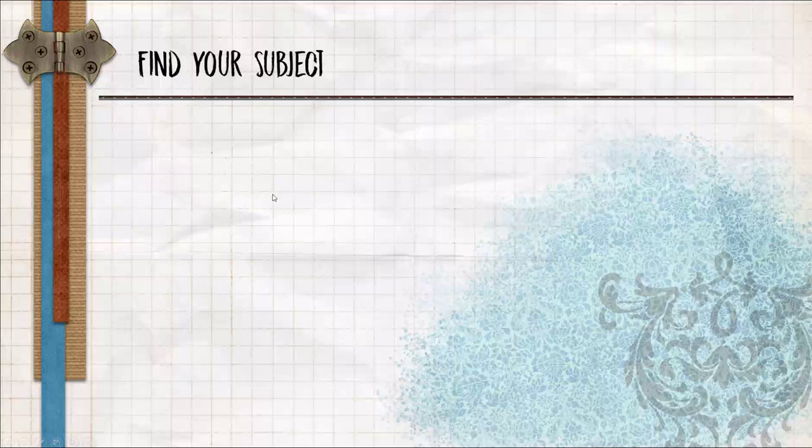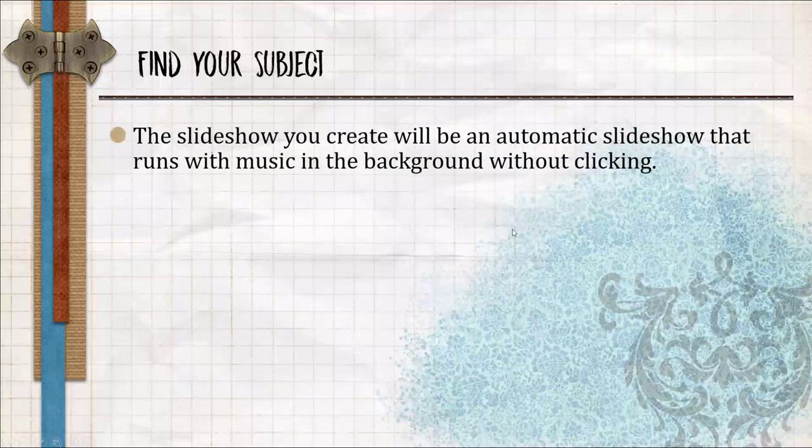Okay, so the first thing you need to do is figure out what you're going to make your subject. As you're choosing your subject, there's a couple things you want to keep in mind because you want to pick something that's going to fit the parameters of this assignment and won't make it really difficult for you to do. So first of all, the slideshow is going to be automatic. It's going to run without you clicking anywhere, and it's going to have music playing in the background. So just keep that in mind. It's just going to be running as an automatic slideshow.